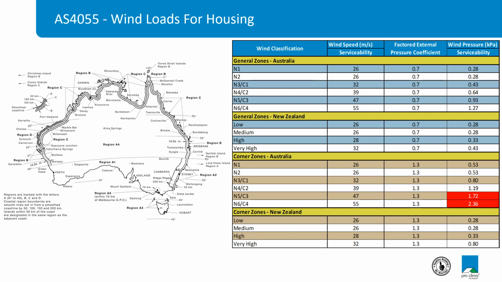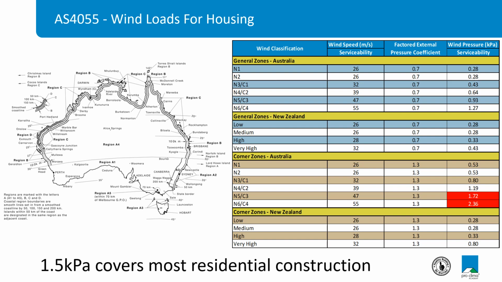It's only really in the corner zones of buildings that you get high pressure in wind categories N5 and N6, which is the highest cyclonic regions in Australia, that you may need more resistance to pressure in residential housing. So 1.5 kilopascals generally covers most residential construction in Australia and New Zealand. It's just when you start going up to high-rise buildings or really high-level cyclonic regions that you may need to consider higher pressure systems.